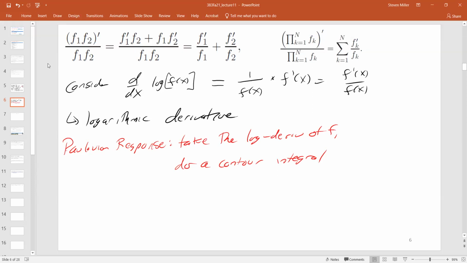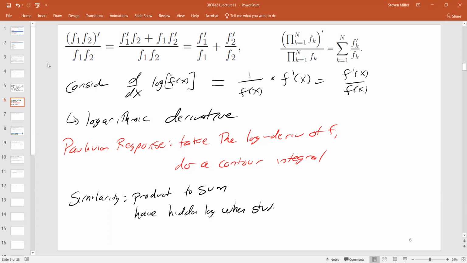Okay, so why is this somewhat similar to the logarithm? What's the connection? Yeah, so we basically have a product turning into a sum. So we see a similarity: product to a sum. And really, when you look at f prime over f, there's a log in the background. We have a hidden log when we study f prime over f. Where's the hidden log? This is because this is just equal to the derivative of the log of f of x.